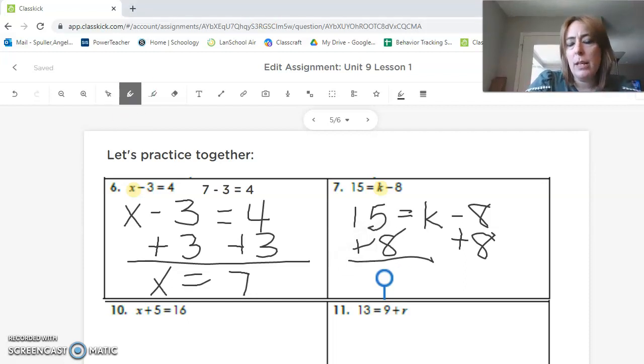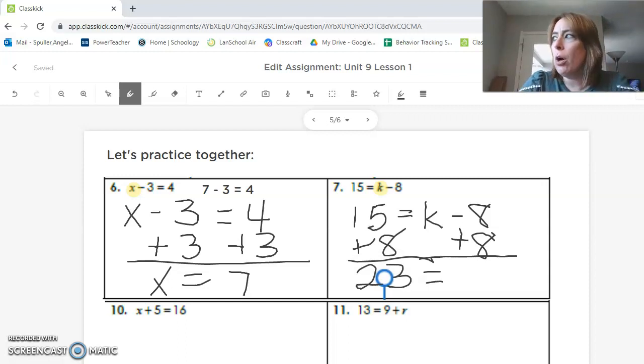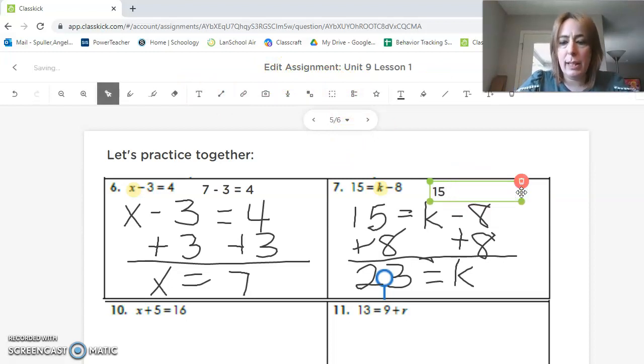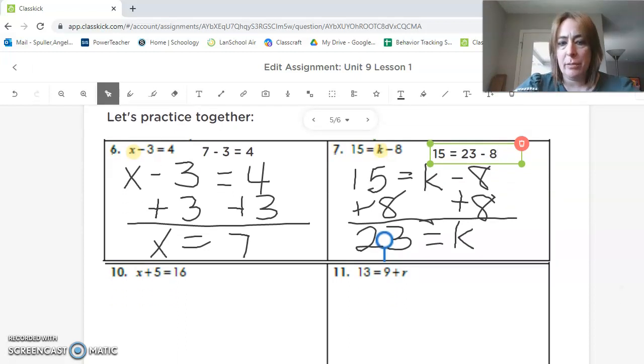So here I get 15 plus 8 is 23 equals, well, if I owe 8 and I give that person 8, I have nothing left except for the k. So k is equal to 23. Well, let's see if that's true. Okay, so if I say 15 equals 23 minus 8, yep, that's true, because if I take 8 away from 23, I get 15.